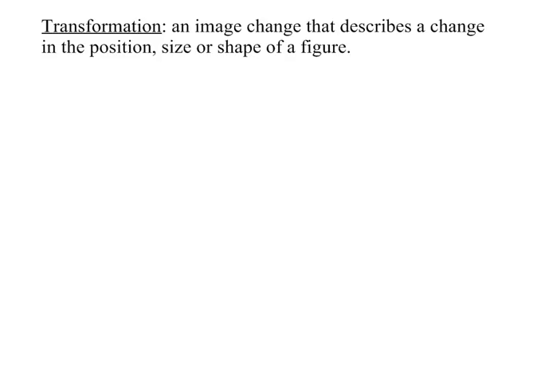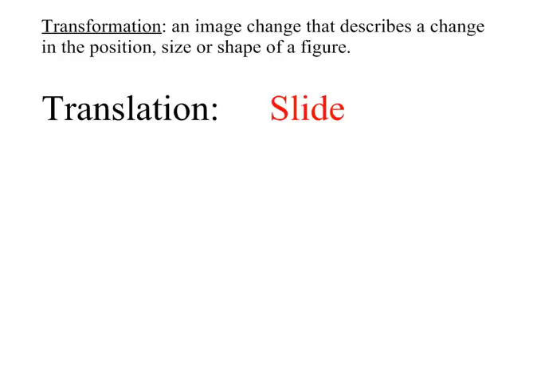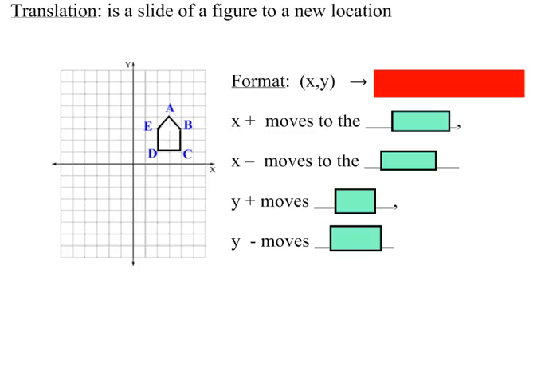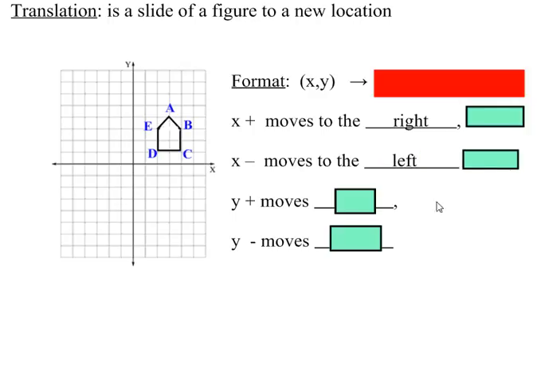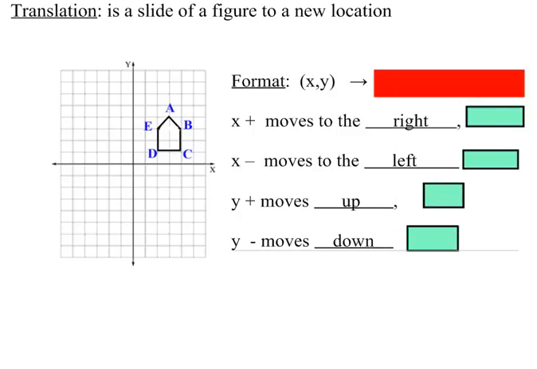Now let's remember that a transformation is an image change that describes a change in the position, size, or shape of a figure. We're going to take these one at a time, so we're going to first start with a translation, which is a slide. A slide of a figure to a new location is called a translation, and that's when we take something and slide it left, right, up, and down. So the X is going to move to the right when we add something, and if we subtract something, we're going to move it to the left. The same is true for the Y, because the Y operates up and down. So if I add to the Y, it's going to move it up. If I subtract from the Y, it's going to move it down.